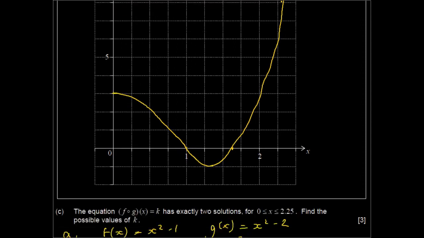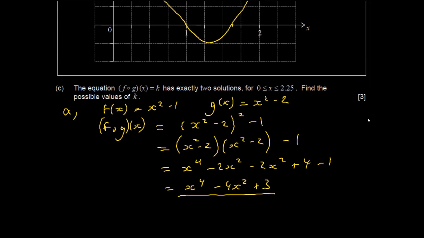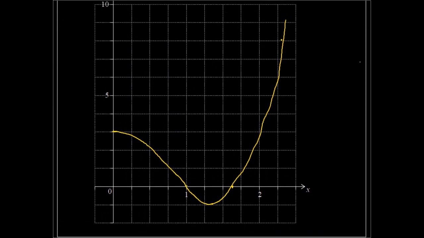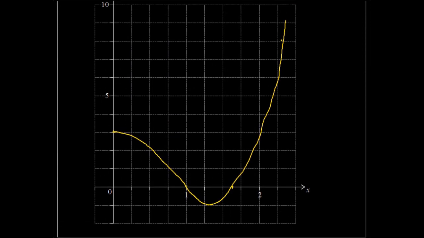All right. So what we need next is, it says the equation f of g of x equals k has exactly two solutions between x is between 0 and 2.25. Find the possible values of k. All right, so what we need is here where this would be equal to k and two solutions. So if we take our graph here, where this could be equal to k would be if I was to draw a horizontal line across here. So if k had this value, you can see it intersects the curve at one point. Here, k would only have one solution. What we're looking for is two solutions, so I wouldn't want that one.